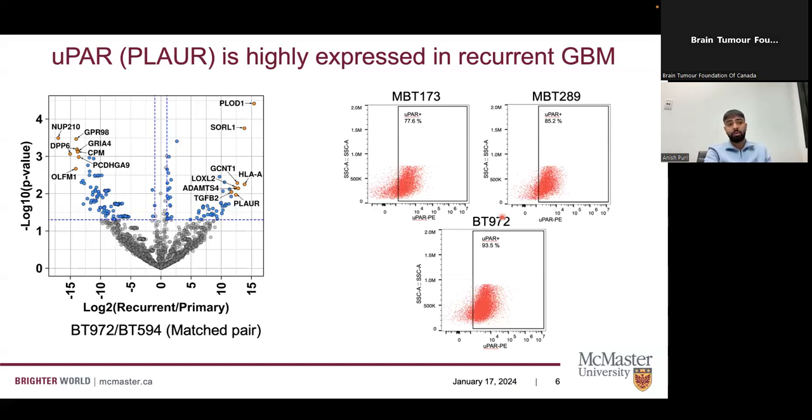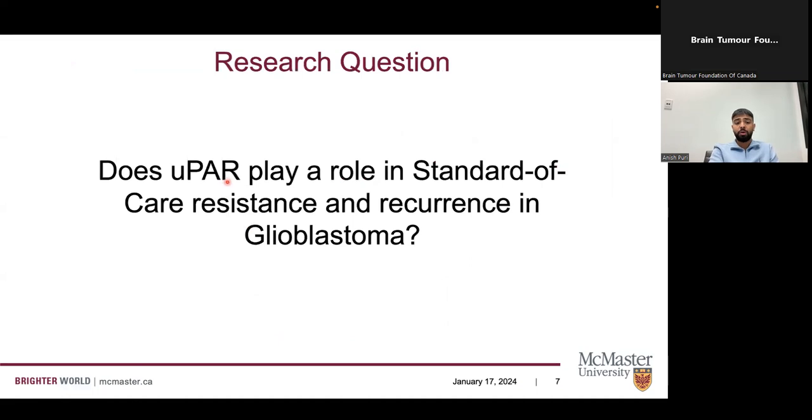immunotherapeutic target, but also something that's quite important to try to understand the deeper biology of why it exists so highly at recurrence. So what we did in the lab was we posed the question: does uPAR play a role in standard of care resistance and recurrence in glioblastoma? This question was really prompted by that whole cell proteomic analysis of the same patient from BT594 to BT972, from the primary disease to the recurrent disease. Why is there a differential expression of this protein called uPAR?